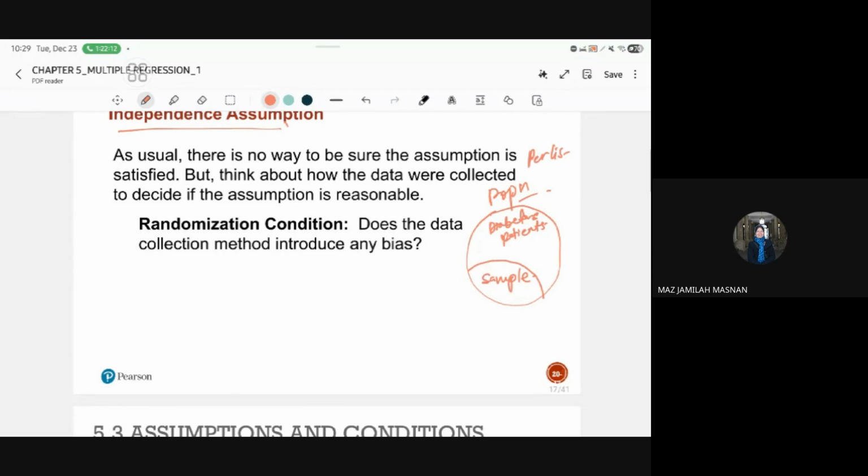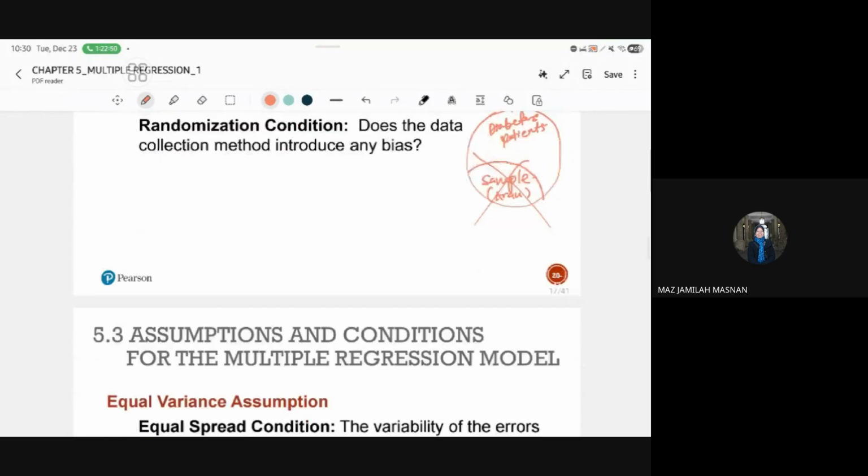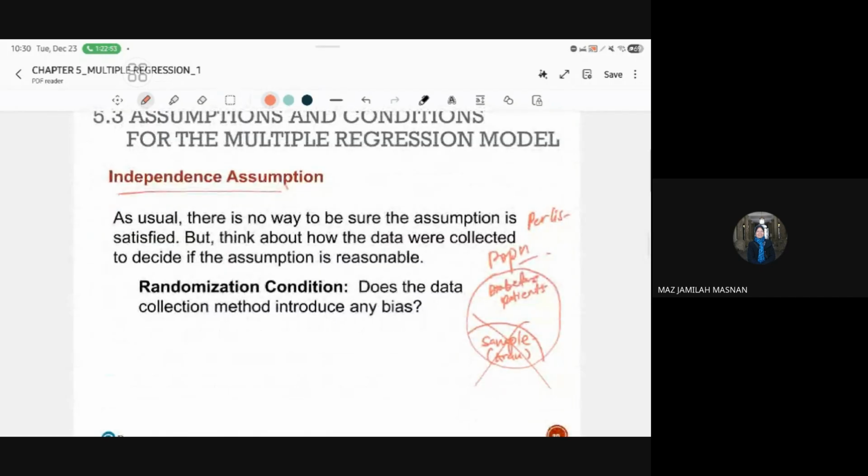It means you cannot take diabetic patients located in Arau only, do the analysis, and make the generalization that it is for Perlis, whereas you only include patients from Arau. So this is one example of what we call bias. We need to make sure that the data is generalized to the whole population included in your analysis or in your research. That will be for the randomization condition.